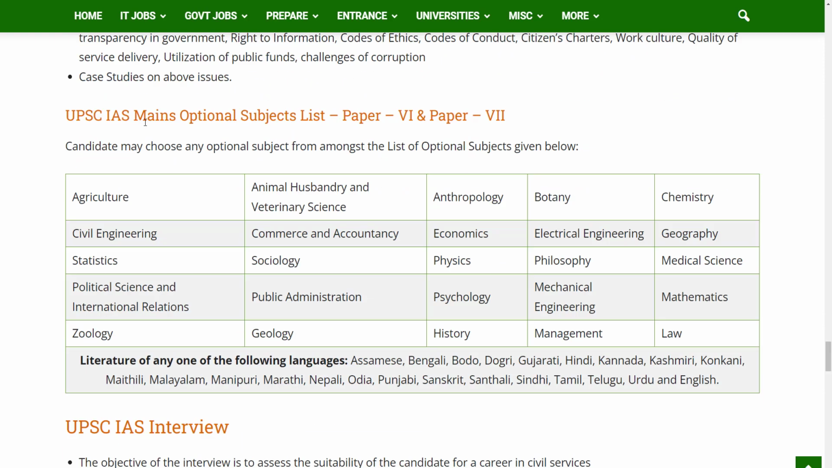And while looking at the mains optional subject list, you will have subjects to choose: agriculture, civil engineering, statistics, political science and international relations, zoology, animal husbandry and veterinary science, commerce and accountancy, sociology, public administration, geology, anthropology, economics, physics, physiology, history, botany, electrical engineering, physiology, mechanical engineering, management, chemistry, geography, medical science, mathematics and law.